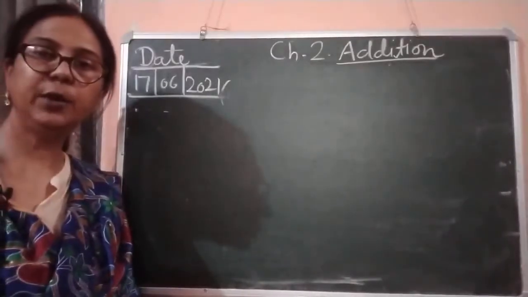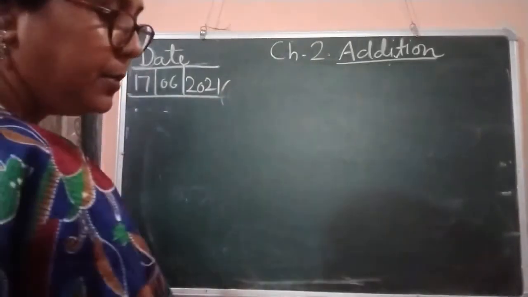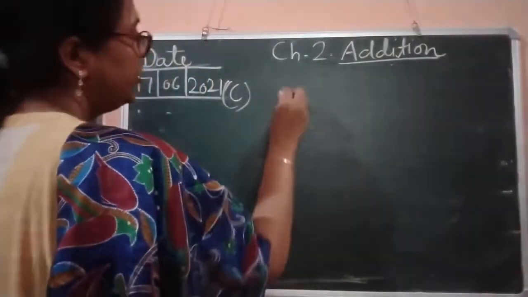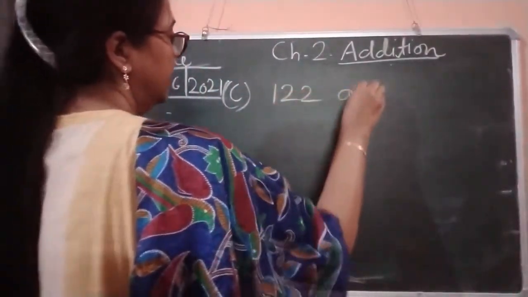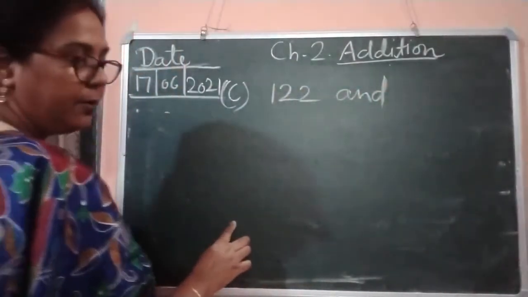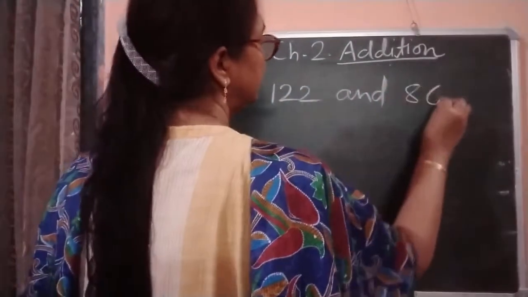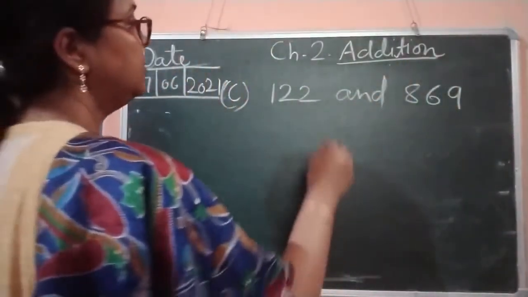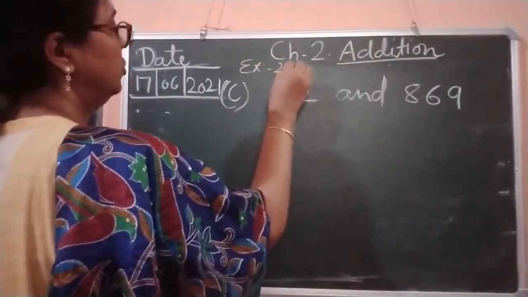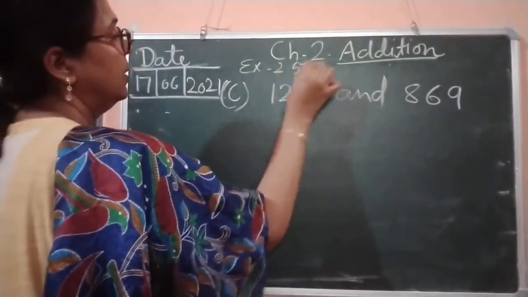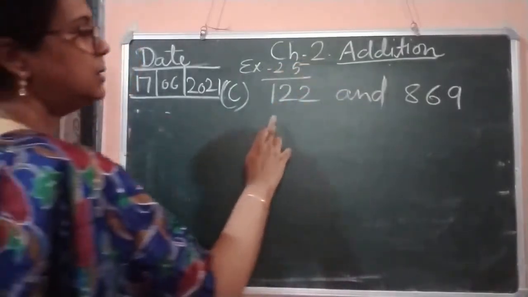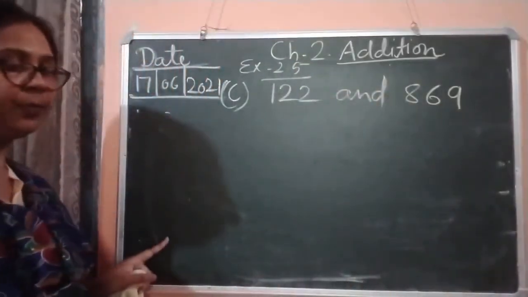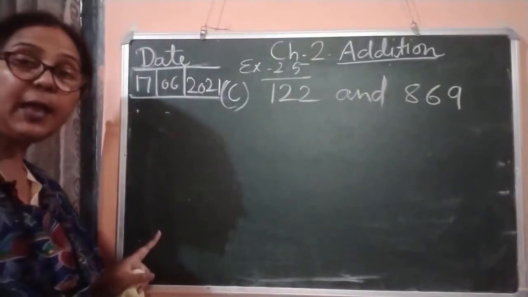Now children, we are going to start part C. Part C is 122 and 869. This is given in your exercise 2.5. Okay, so just write it down first, 122 and 869. So we just add using expanded form.